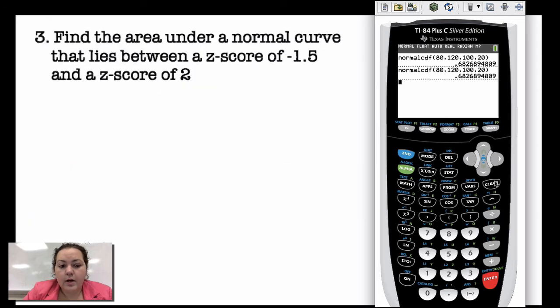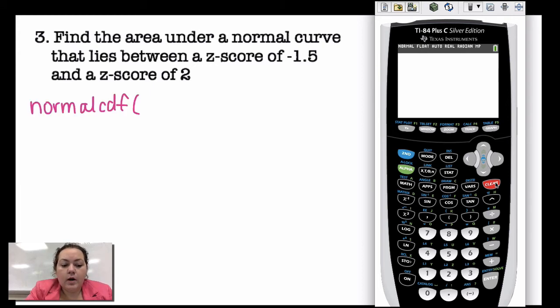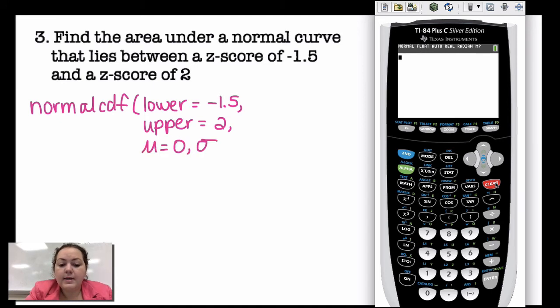All right, for our next problem, we have: find the area under a normal curve that lies between a z-score of negative 1.5 and a z-score of 2. All right, so they already told me that I have the z-scores. So I know I'm going to use a normal CDF because z-scores, z-values, all of that stuff comes from a normal model. My lower bound will be my negative 1.5. My upper bound will be 2. When I'm working with z-scores, my mean is always 0, and my standard deviation is always 1.